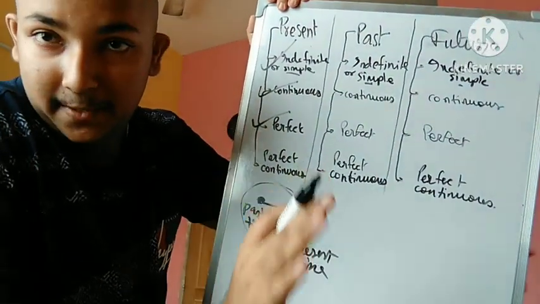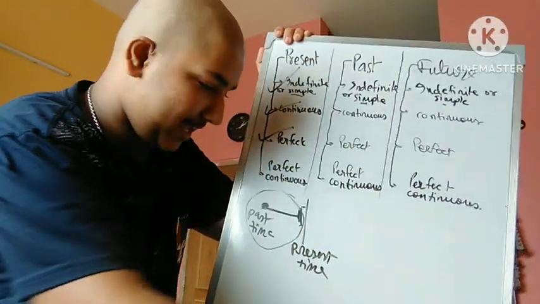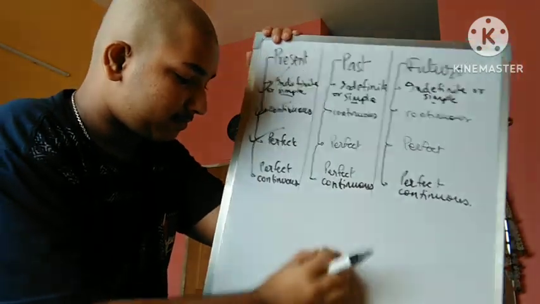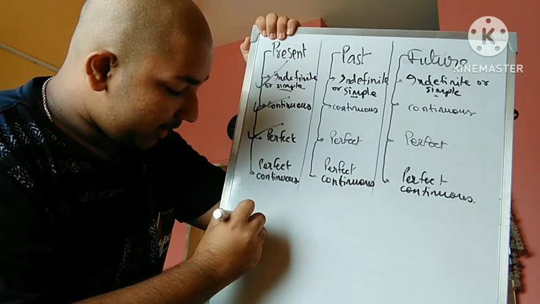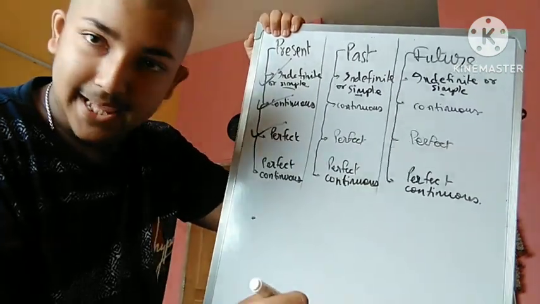Perfect continuous means, I am erasing this one. Perfect continuous means I know the starting point of something.